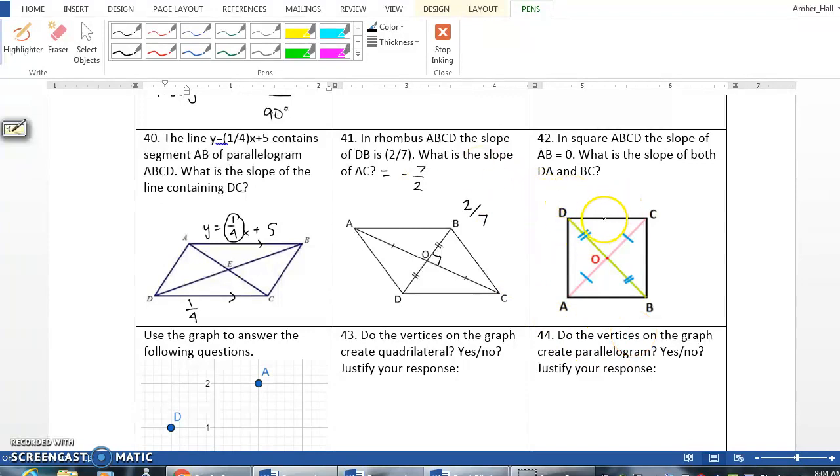In square ABCD, the slope of AB is 0. What is the slope of both DA and BC? We know that DA and BC are going to be parallel, so they will have the same slope. If AB is 0, that means it's a perfectly horizontal line, which means CB and DA are perfectly vertical, and vertical lines have no slope, or undefined.